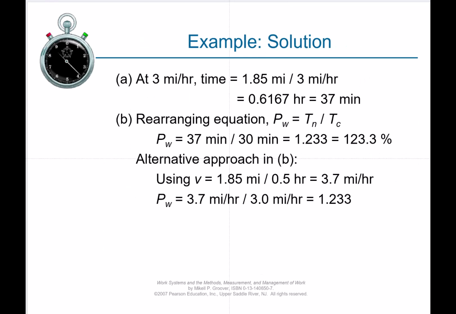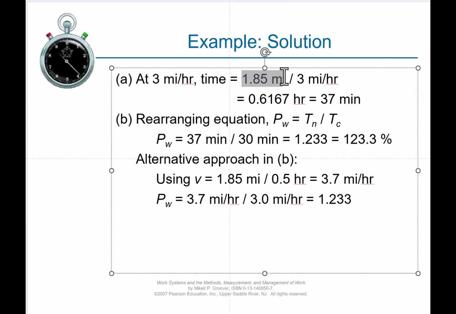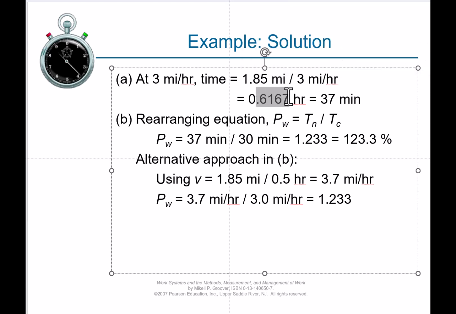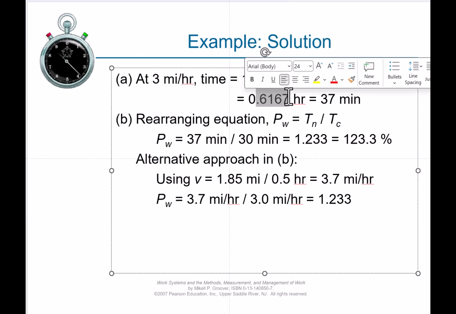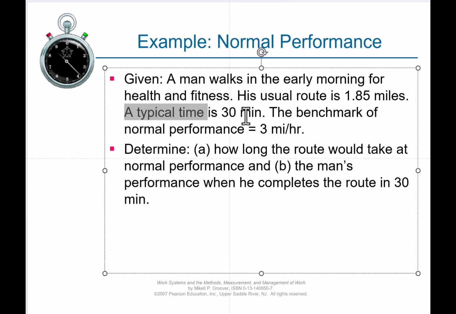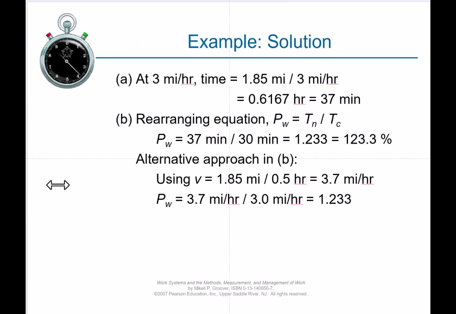Okay, so now let's take a look at the calculation. Since the person was walking 1.85 miles instead of 3, all you have to do is divide: 1.85 divided by 3 is about 0.6 hours, which is 37 minutes. So 37 minutes divided by 30 minutes, which was the typical time, means he was actually walking at 123%.